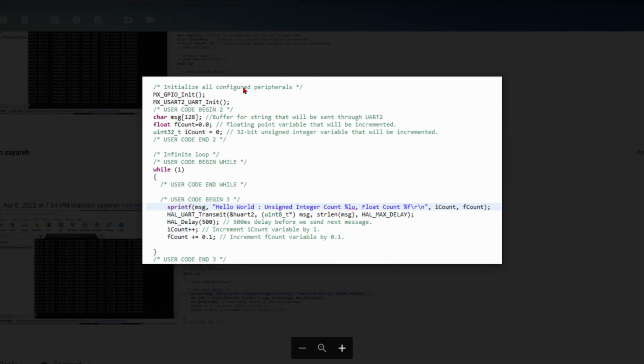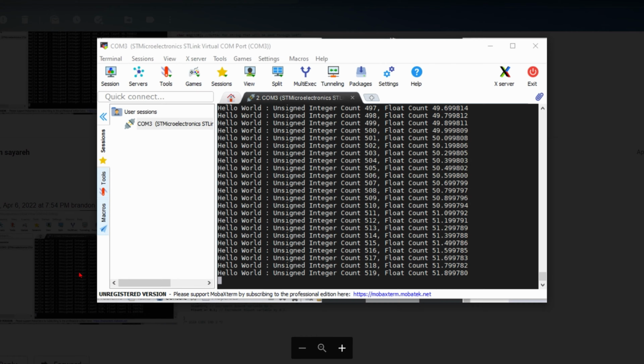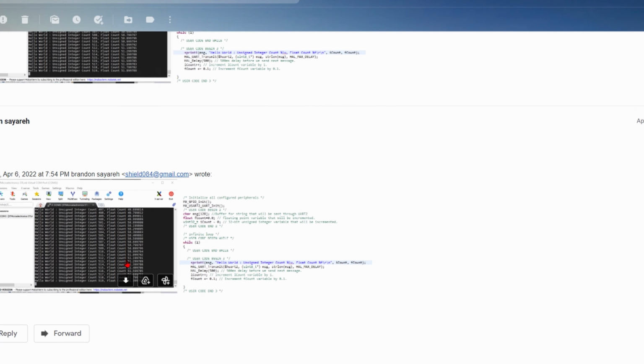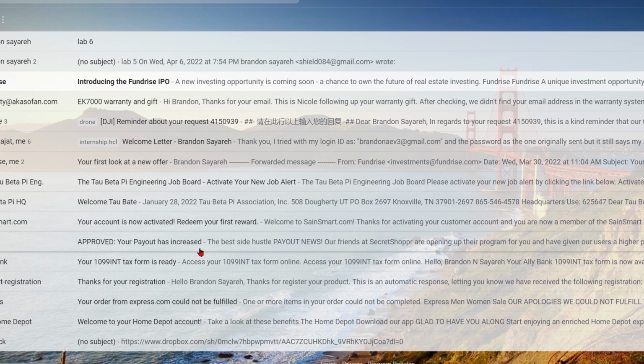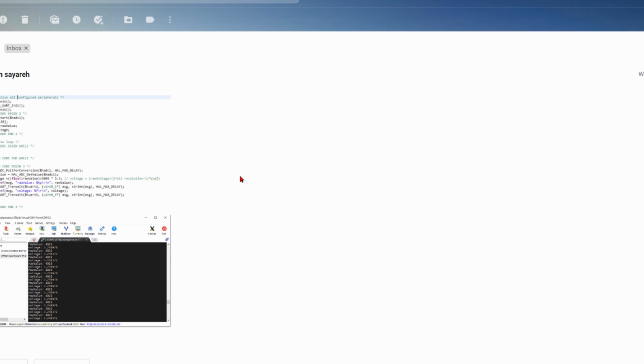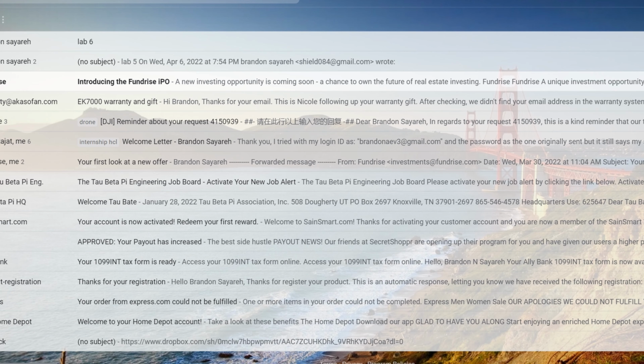So our code is going to look like this. Our output is going to look like this. And so we have, actually, that is not what our output is going to look like. That is from the previous lab, and so let's not look at that.